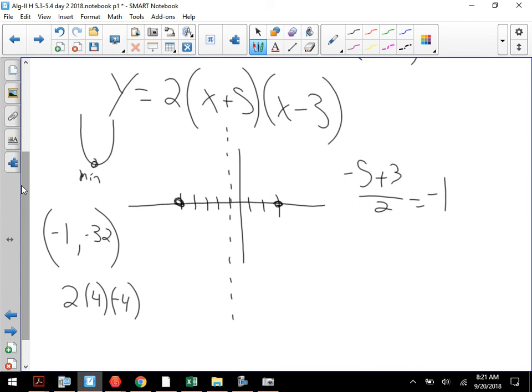So if I know my vertex is there, I need to get one other set of symmetric twins. So what number is really close to our axis of symmetry? 0. Okay. What's 0 plus 5? What's 0 minus 3? What's 5 times -3? And what's -15 times 2? -30. So I have an ordered pair at (0, -30), and then at (-2, -30).